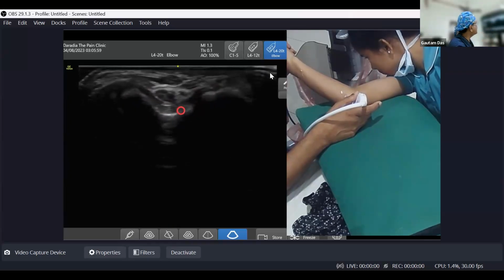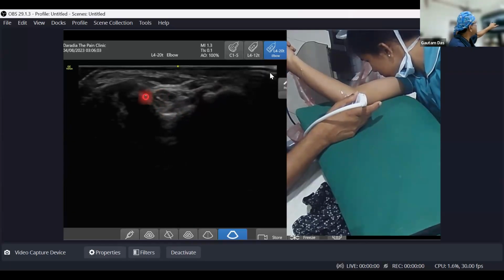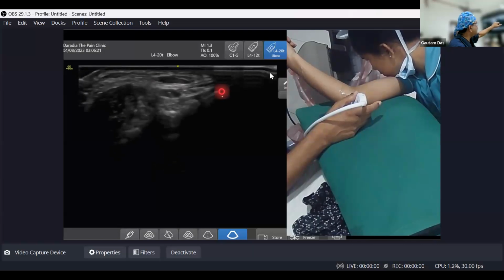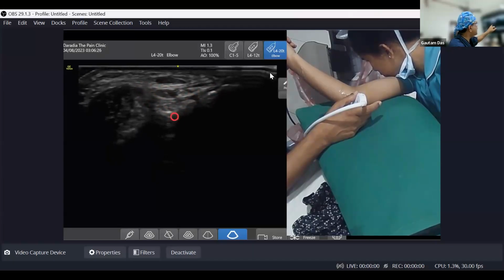posterior band. See, this whole hyperechoic horizontal line is your posterior band. This is your ulnar nerve, and this superficial one is Osborn's ligament. Osborn's ligament is from the flexor carpi ulnaris muscle, which has two heads. Between the two heads is the aponeurosis, and that is known as Osborn's ligament. This connects your medial epicondyle and the olecranon process. This is your ulnar nerve, and this is your cubital tunnel.